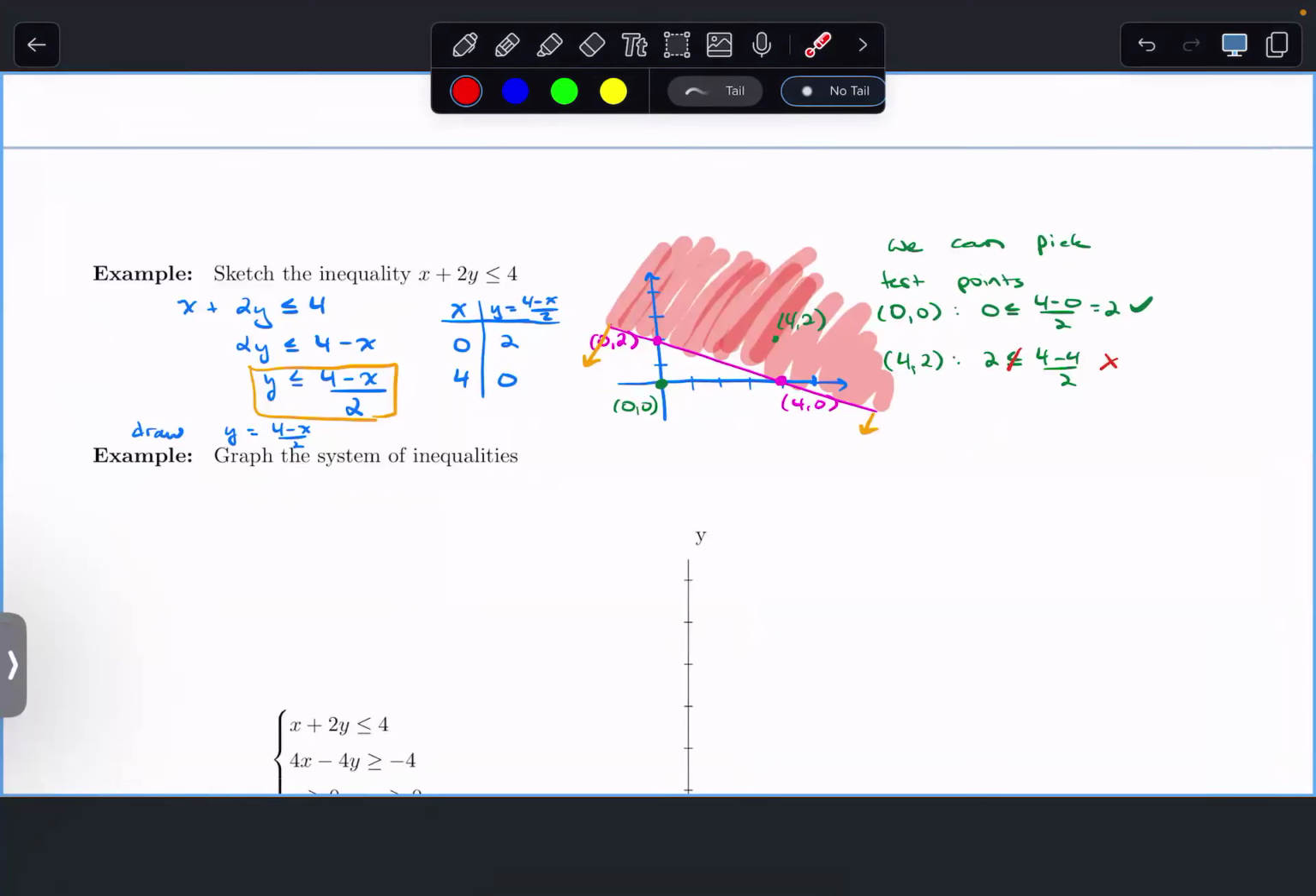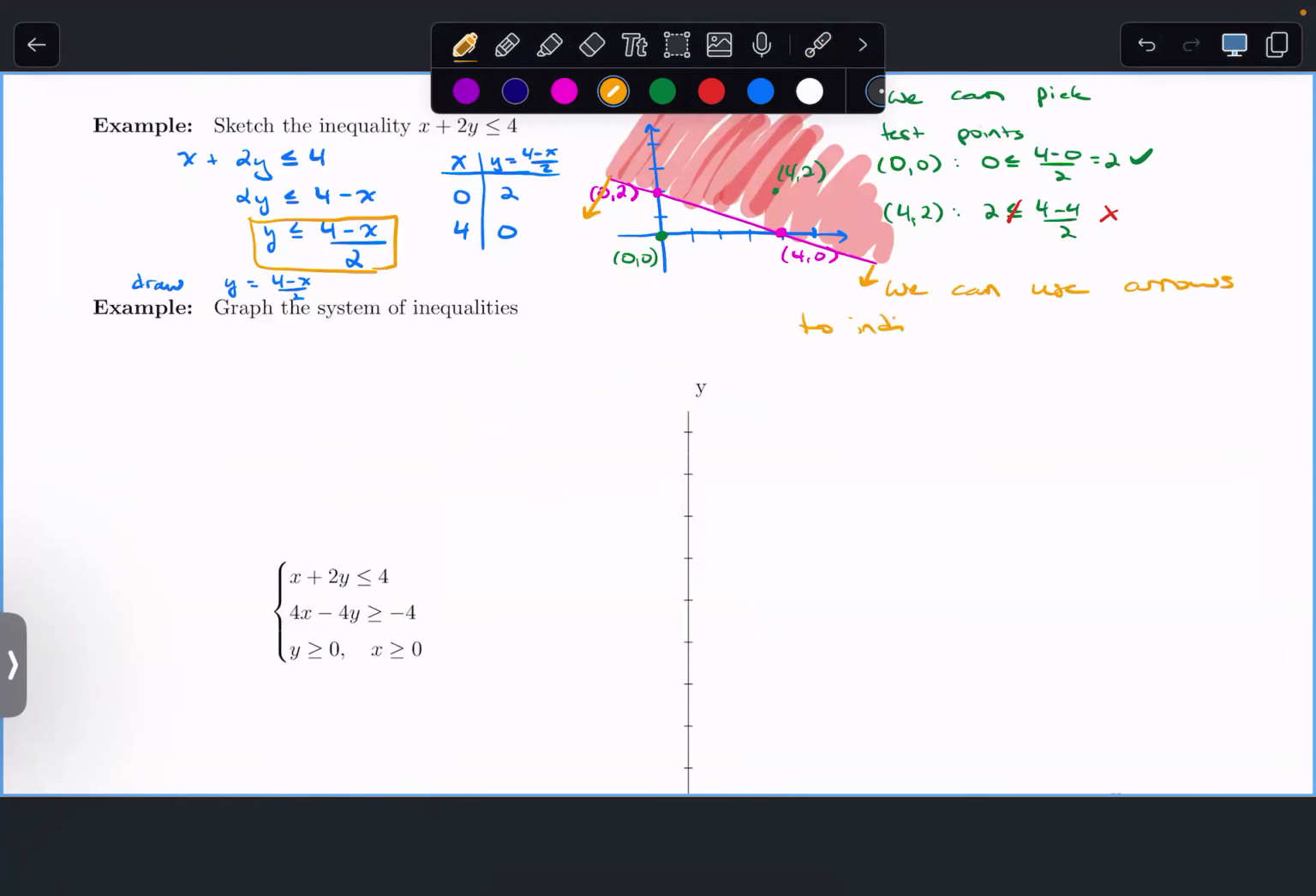Often I just use these little arrows to indicate the region that does satisfy it, right? And so here I'll make a note. We can use arrows to indicate the region that satisfies the inequality. Just for keeping track of stuff.